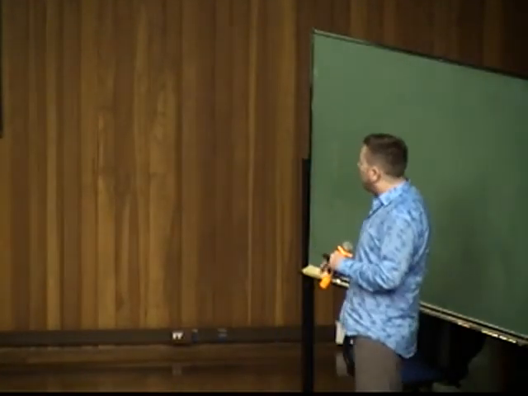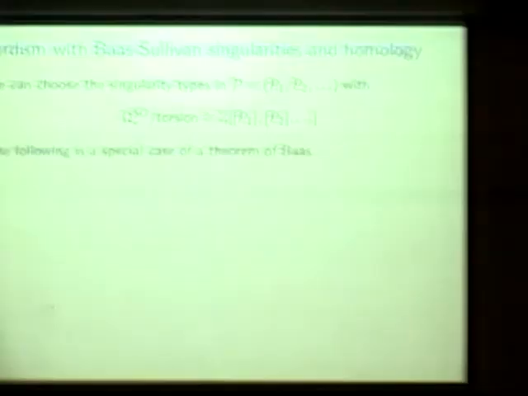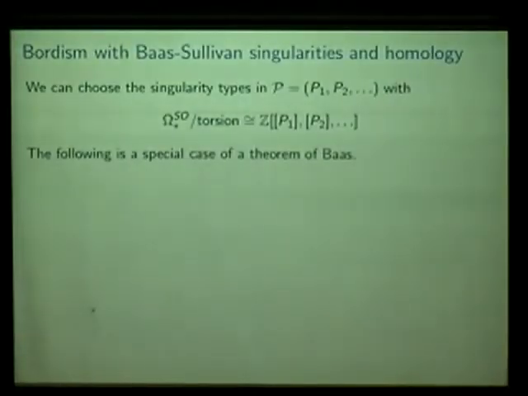And now we have an important connection to homology. Namely, we can in fact take these singularity types, P1, P2, and so on, in such a way that they generate the oriented bordism modulo torsion. These are classical computations of Milnor and Novikov: a polynomial ring in generators of degree 4i, and we can take these manifolds as generators.